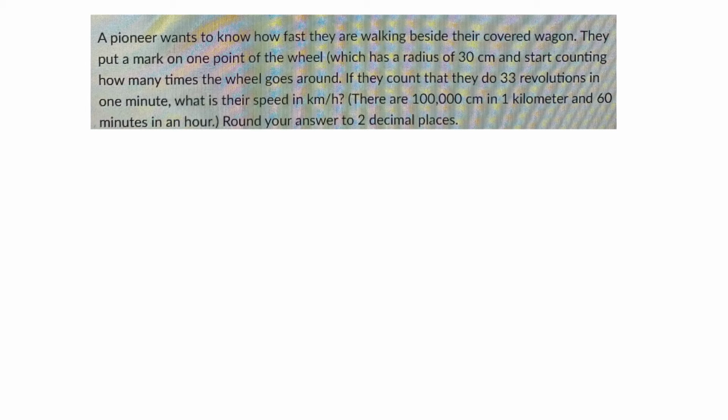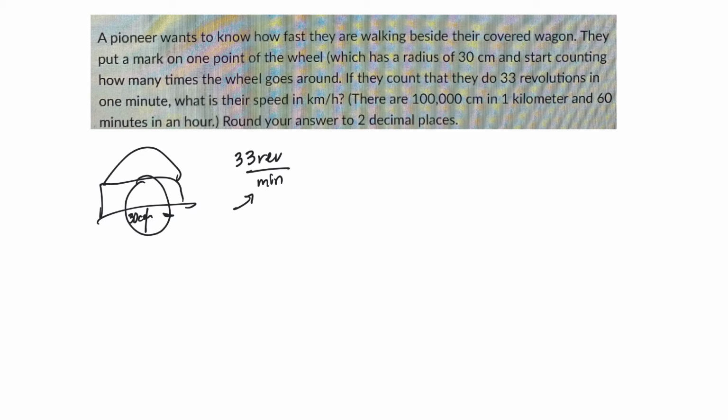Okay, here's another good question. A pioneer wants to know how fast they're walking beside their covered wagon. They put a mark on one point of the wheel, and the wheel has a radius of 30 centimeters. They start counting how many times the wheel goes around. If they count 33 revolutions in a minute, what is their speed? That's an interesting question. So they're going 33 revolutions per minute.